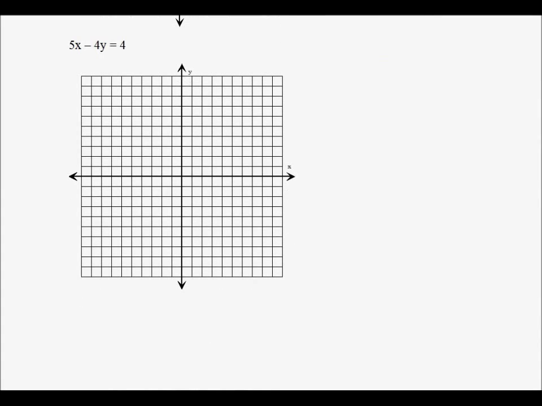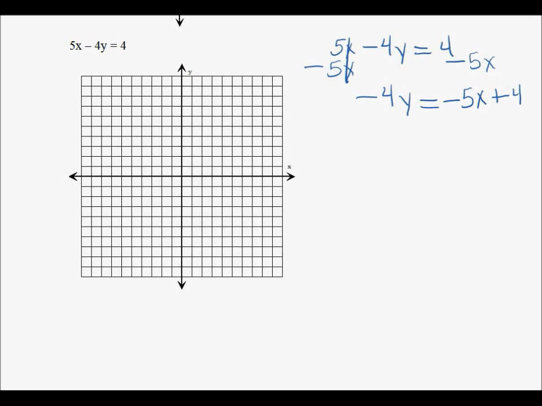Let's check your answer. The equation that you have is 5x minus 4y equals 4, and you have to put this in slope-intercept form. So let's subtract 5x. This is what you should have done. Cancels out. Negative 4y equals negative 5x plus 4. Okay, so now I'll divide everything by negative 4.